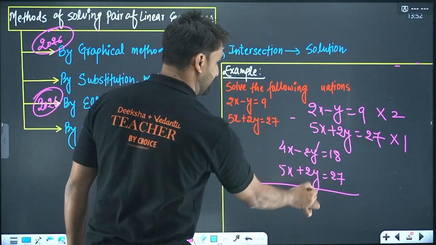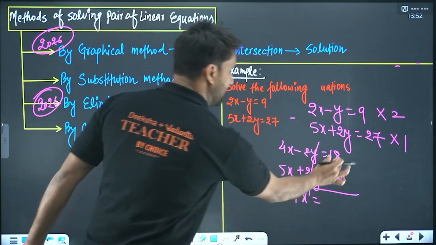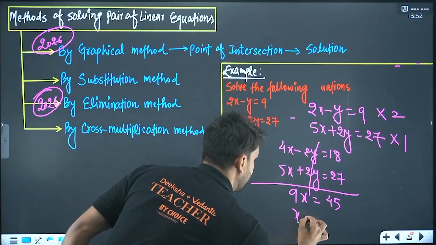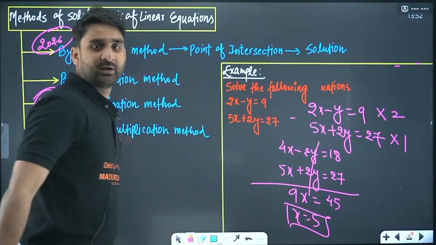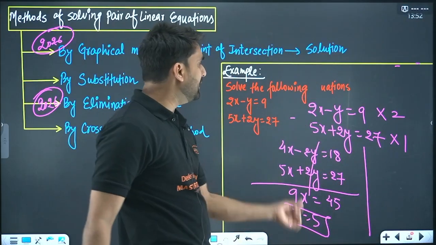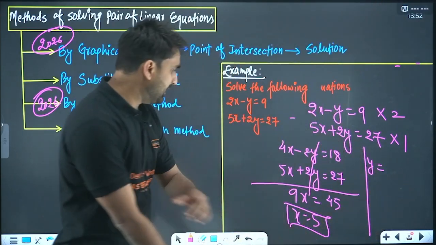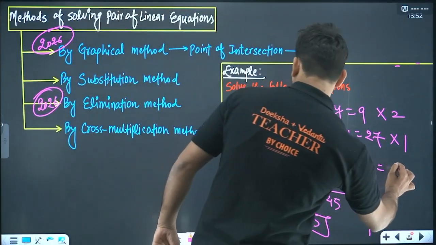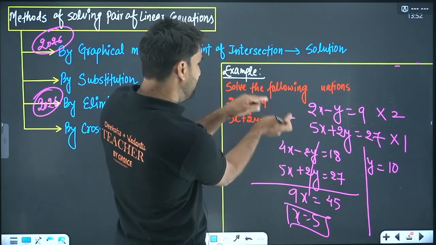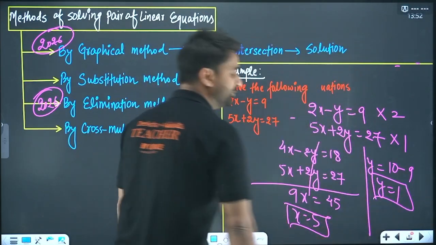If we add both equations, the y terms cancel, and 4x plus 5x is 9x, and 18 plus 27 is 45. Is it clear, my dear? So we are getting x, wow, the same result as in the previous method, right? So x equals 5. Now putting this value in any equation, we can get the value of y. Putting x in the first equation, 5 times 2 is 10, and this y will go to that side, 9 will come here, so 10 minus 9, y equals 1. So this is the way.